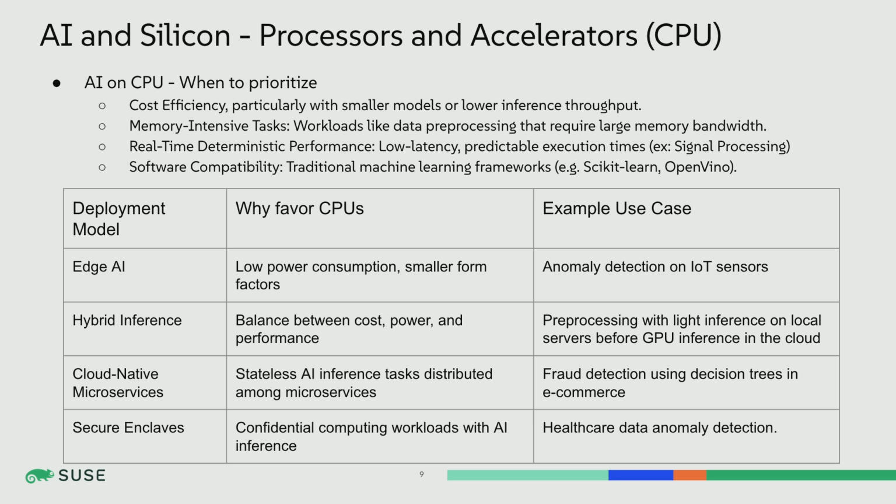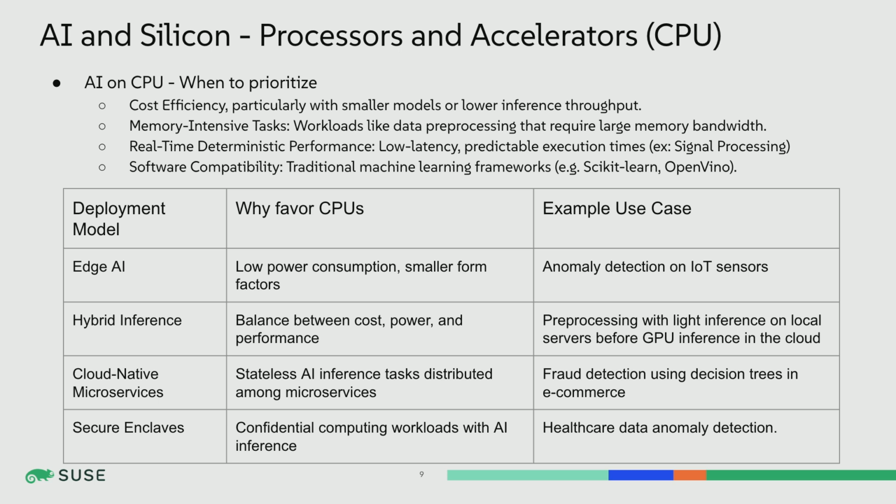Or you may be implementing a solution like, let's say, Intel OpenVINO that may have an affinity towards running on the processors. I took the liberty of putting some examples. For example, where you're doing low power consumption with a smaller form factor, an example use case would be anomaly detection on an IoT sensor. So that would be a use case for AI on CPU.